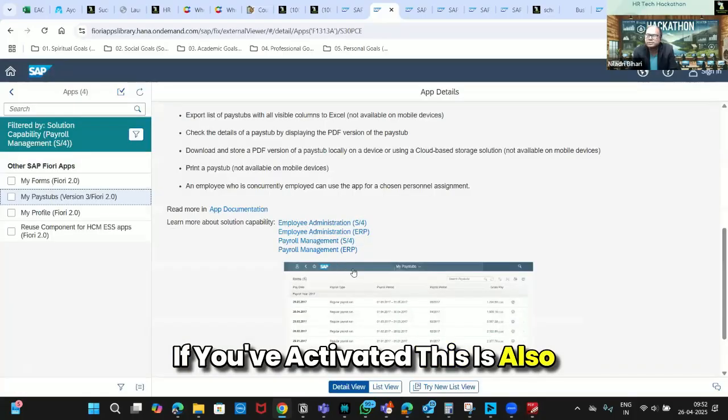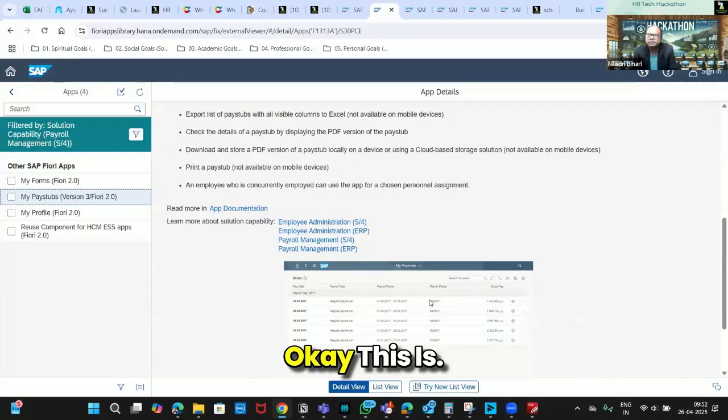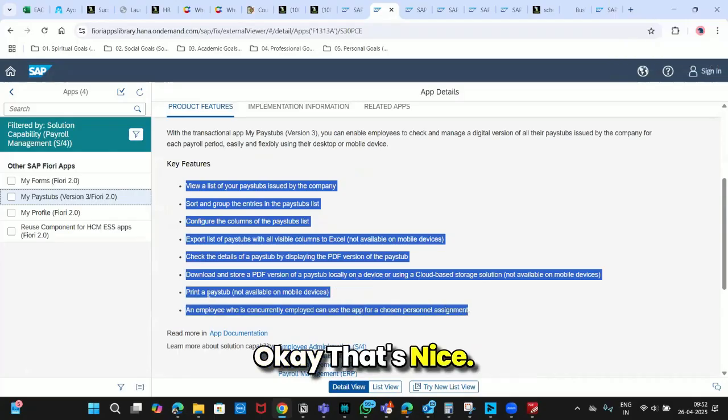If you've activated it, this is also a standard application, and you do not require any customization. You can always view it. And what are the key features, you can see that. That's nice. This is very nicely documented. I really liked it.